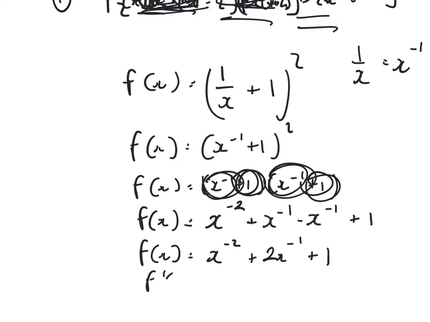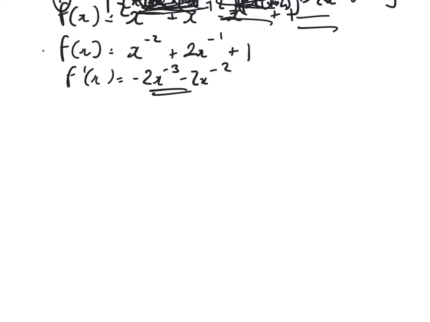I'm now in a position to differentiate, and that'll be minus 2x to the minus 3, minus 2x to the minus 2, and the constant vanishes. Okay, so I can now tidy that up, and that'll be minus 2 over x cubed minus 2 over x squared.